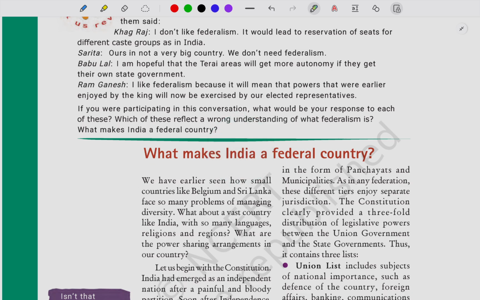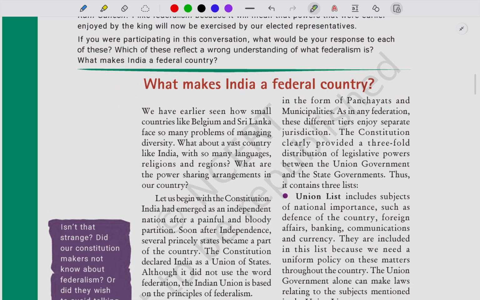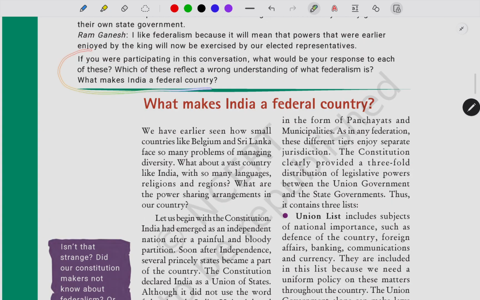What makes India a federal country? India divides its power among the central government, the state, and local government. That makes India a federal country by the definition of federalism. That's all. Okay. These questions should be noted. This is Bloom's revised.